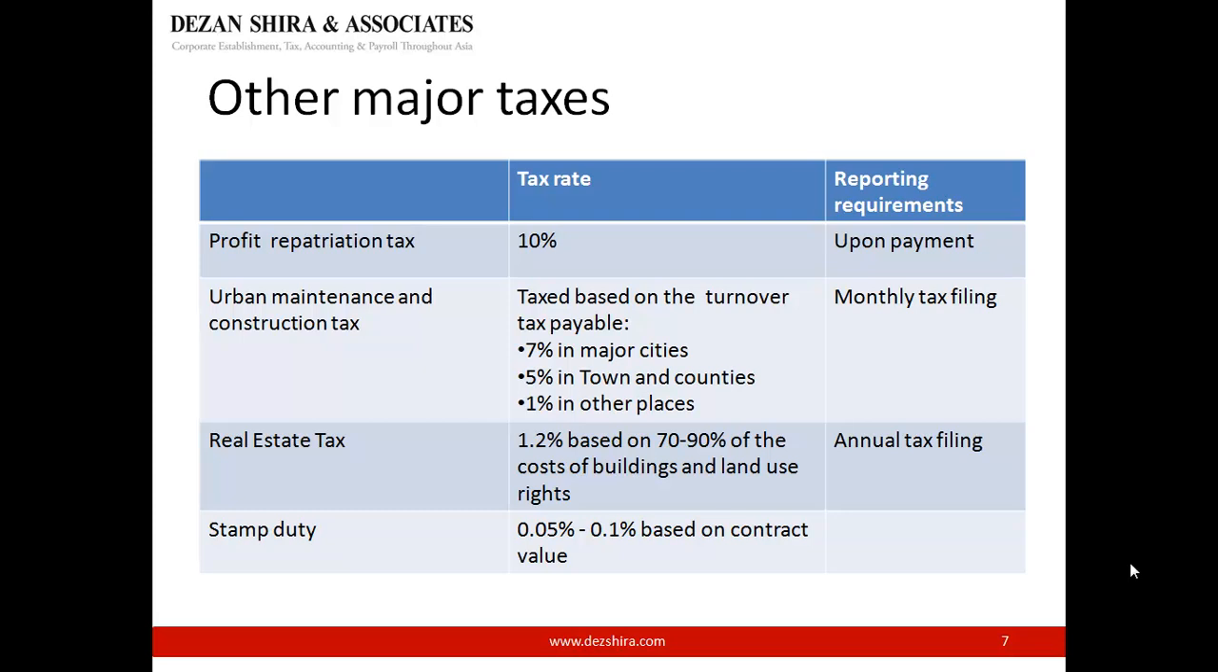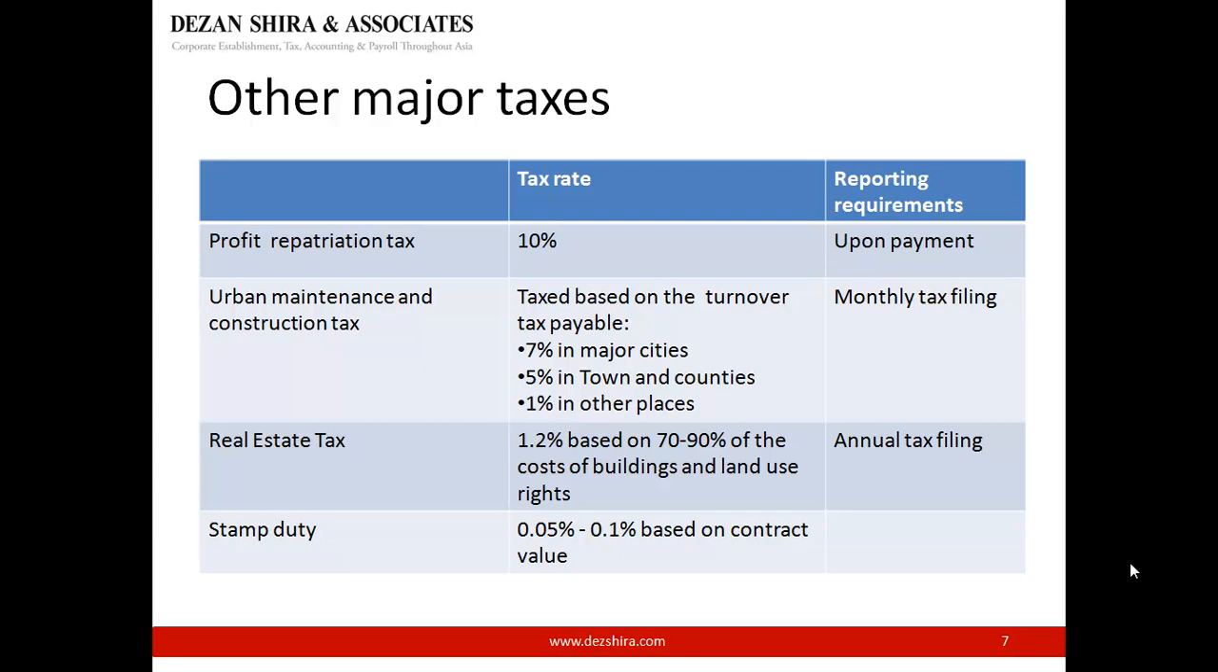The fourth part is the stamp duty. Stamp duty is a small tax based on the contract value, based on your purchase contract and the sales contract. It's quite a small tax, but you should bear in mind that you don't miss it, otherwise there could be a very serious penalty from the tax authority. So these are the major taxes you're going to find when you do business in China.